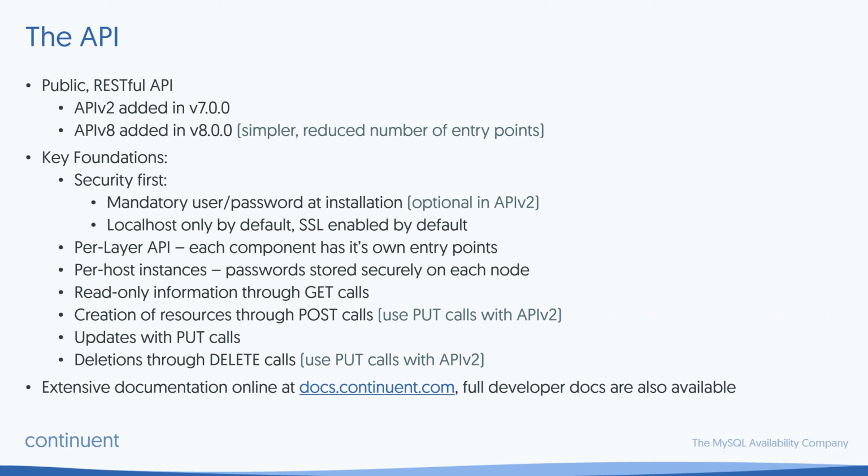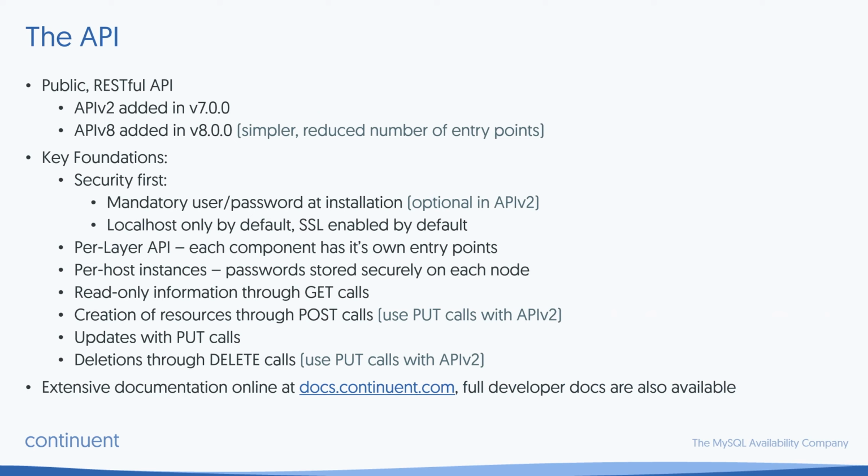The API provides read-only information through GET calls. Creation of resources is made through POST calls, or in version 2, it was PUT calls. The updates in version 8 are made with PUT calls, and deletions through DELETE calls in version 8, and also again with PUT calls in version 2. So you can see there have been some slight changes between version 2 and version 8. The concepts, the development, the endpoints are all pretty much the same.